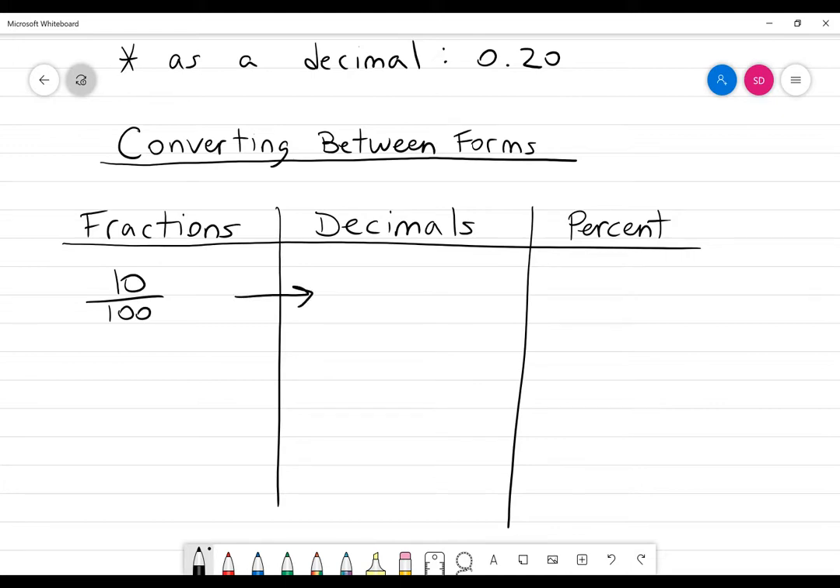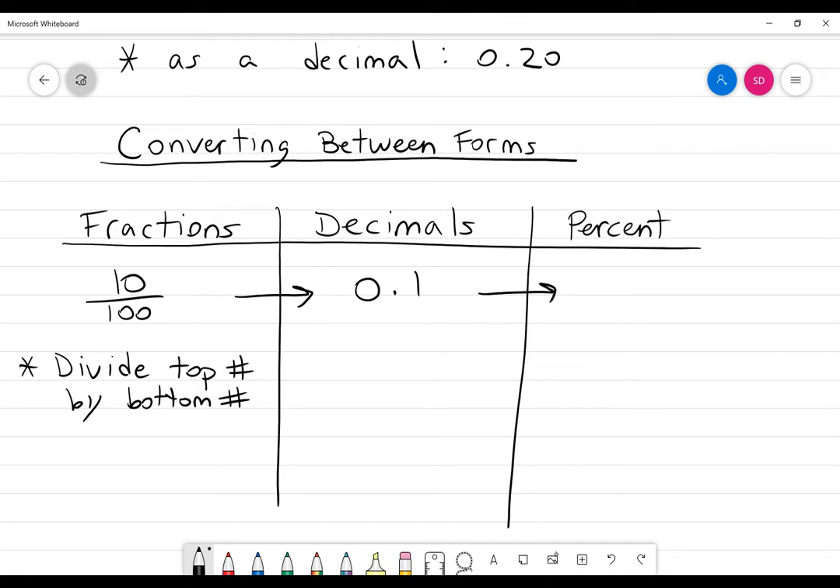To turn that into a decimal, we take the top number and divide it by the bottom number. So we're just dividing top number by bottom number. So 10 divided by 100 is 0.1. To get that into a percentage, you take this number and you multiply it by 100. So 0.1 times 100 is 10, which gives me 10%.